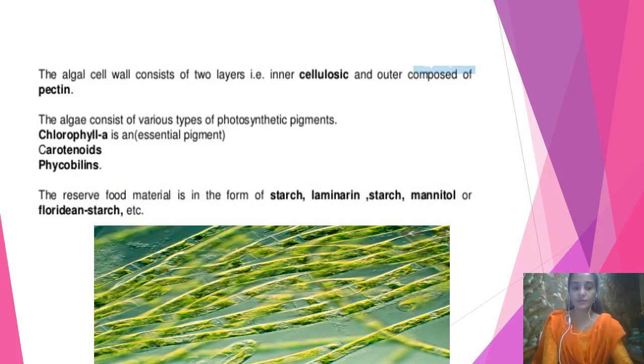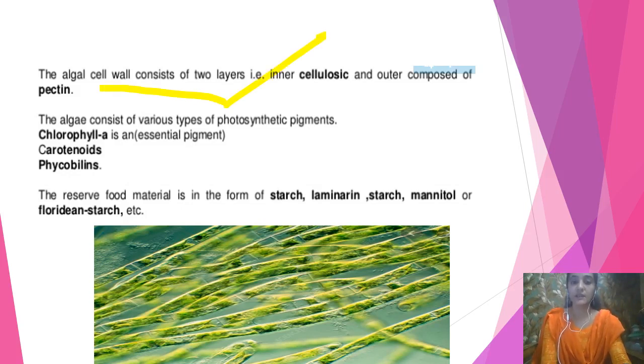Now another characteristic of the algae: the algal wall. The algal wall consists of two layers. The inner wall is called the cellulosic wall, and the outer wall is made up of pectin. You have to learn this one. So the algal wall has two layers, an outer layer and an inner layer. The outer layer is made up of pectin and the inner layer is the cellulosic cell wall.